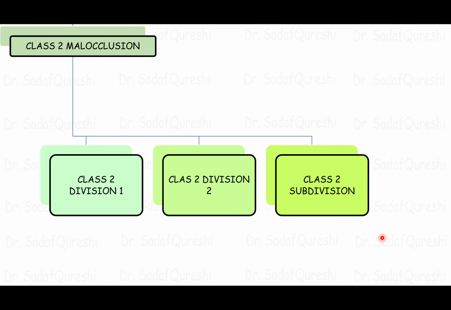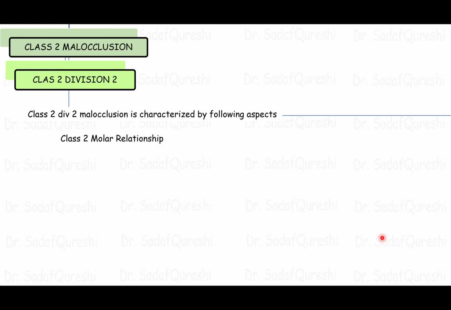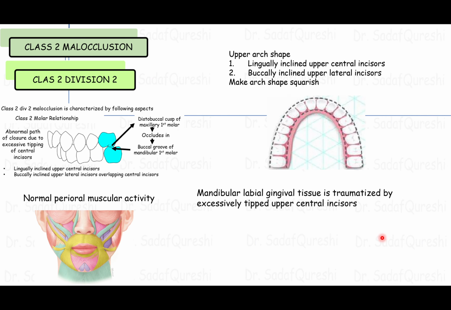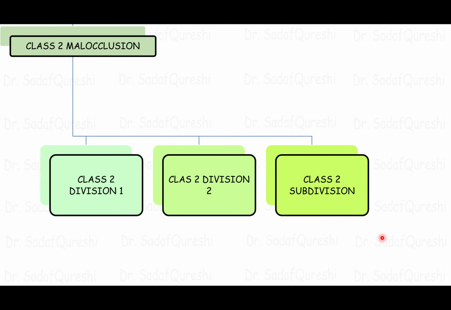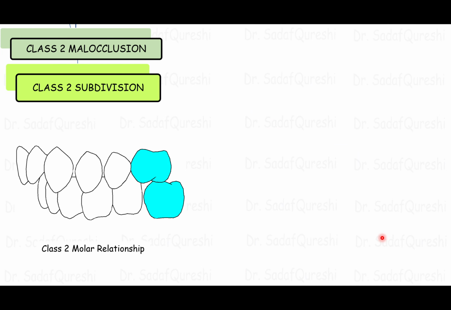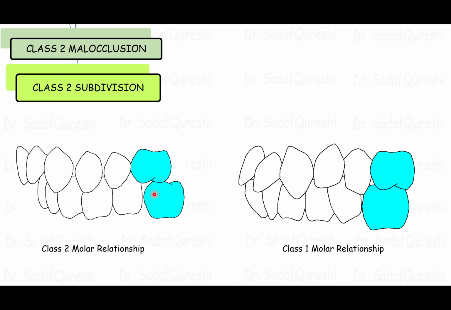So we will start with the class 2 subdivision. Let that slide come and we will start our topic. Okay, now starting with the class 2 subdivision. In class 2 subdivision, there is class 2 molar relationship in one side. And what is class 2 molar relationship? When the distal buccal cusp occludes in the buccal groove of lower first permanent molar, that is class 2 molar relationship. And there is class 1 molar relationship on one side.